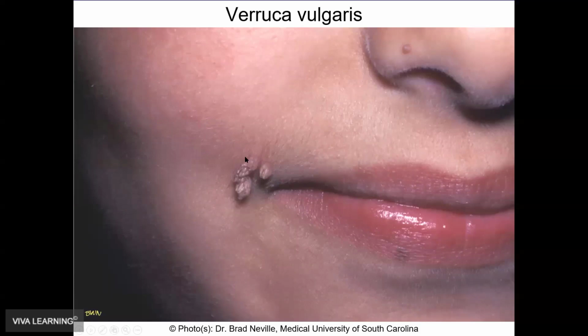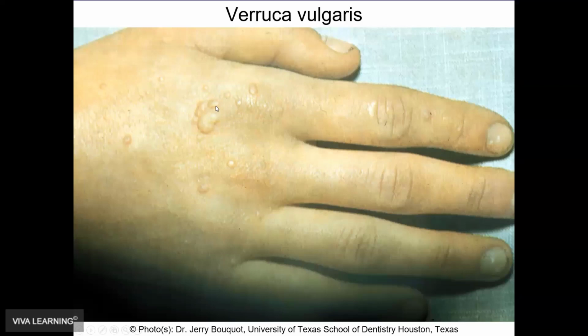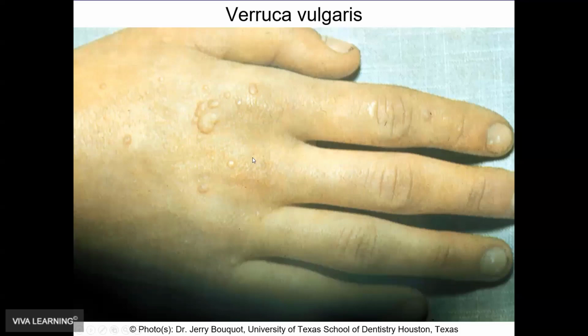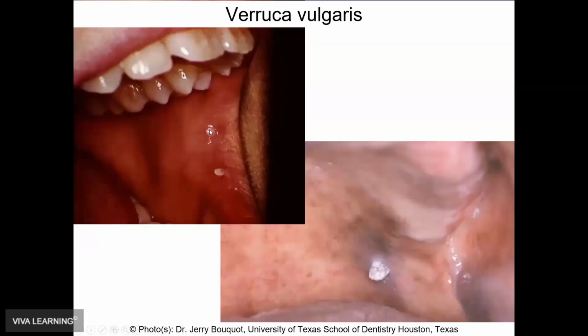Here are some examples of verruca. You might find them clustered together because they are so contagious. And these are the common warts. So they can look like just little piles of skin, for lack of better terminology. And if the patient, especially a child, chews on these, it can spread to their oral cavity.